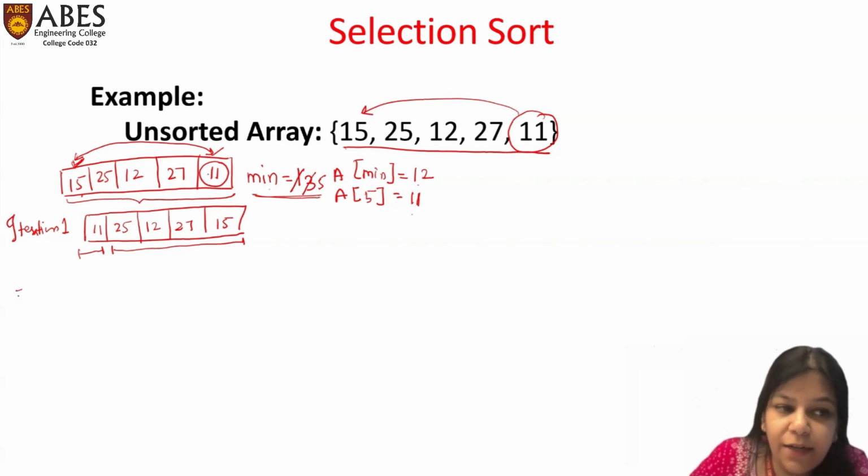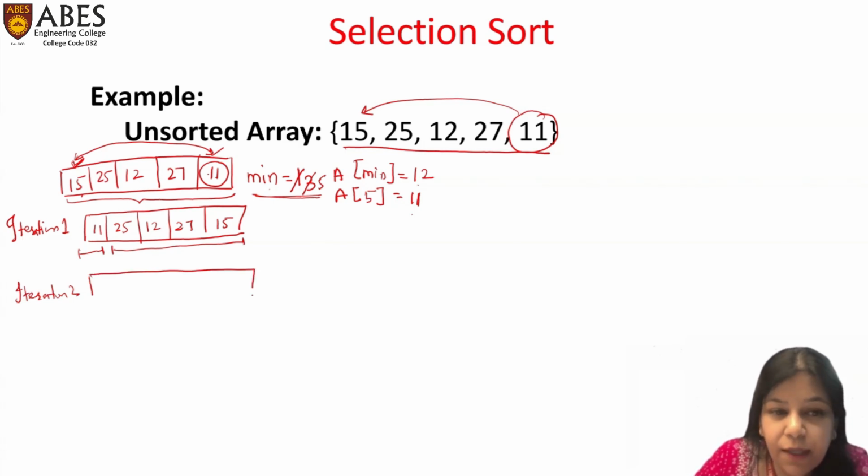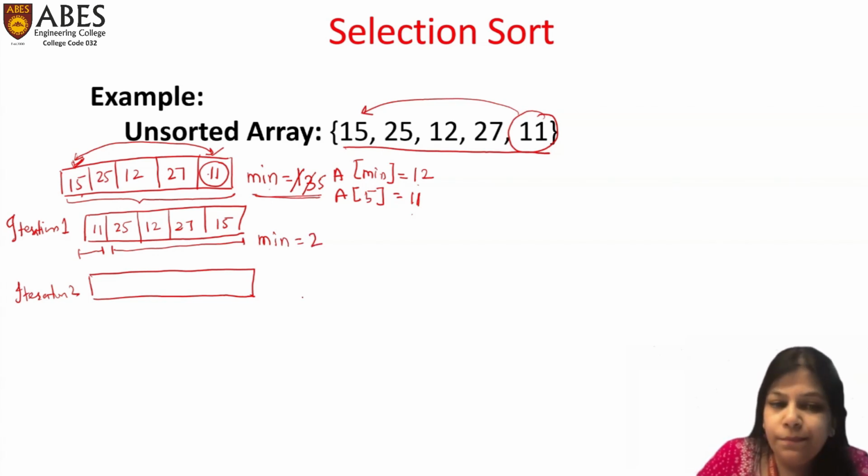So for the next iteration, iteration number 2, again we will consider the first element of the unsorted part as the minimum. So minimum will have its index, that is 25. 25's index is 2. So minimum will have 2.